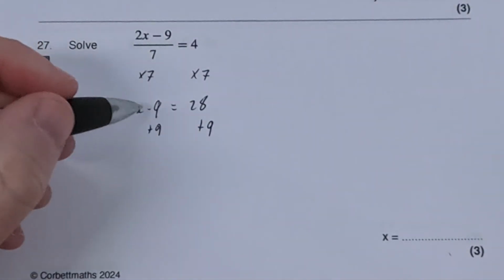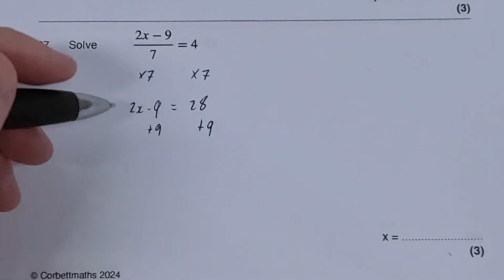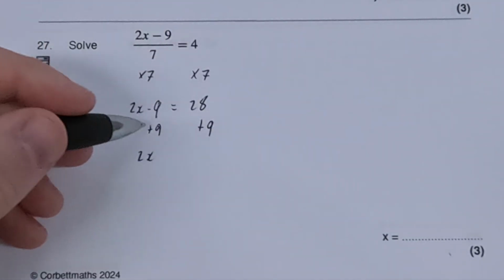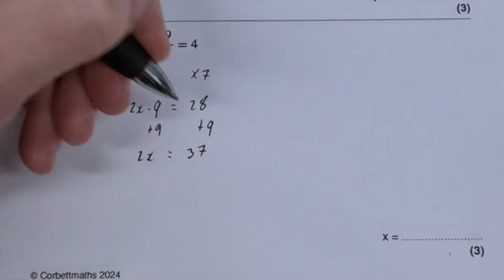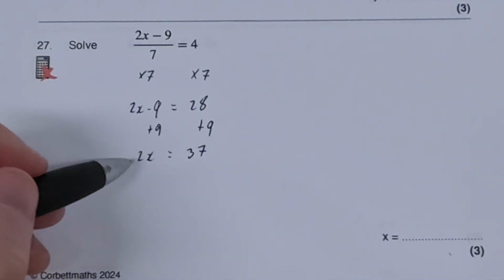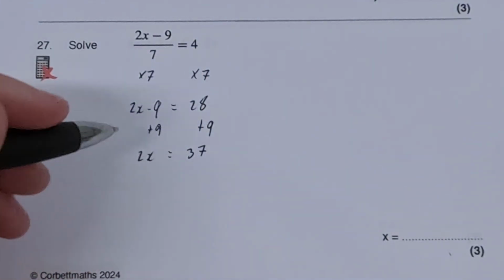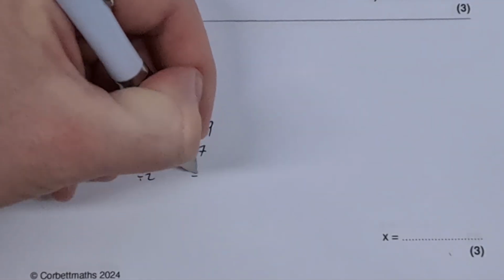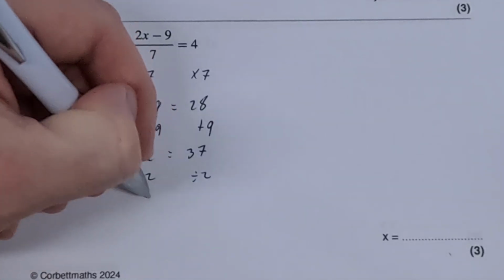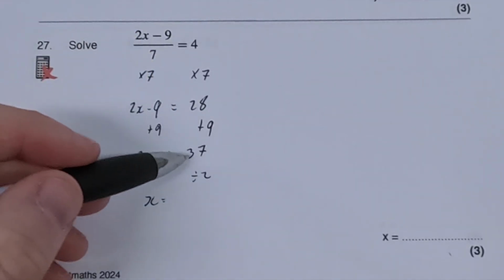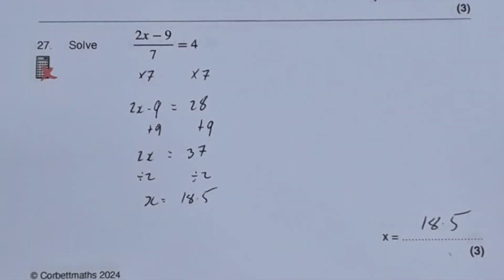On the left hand side, we had 2x minus 9 plus 9, so we'd just be left with 2x because we're adding the 9 to get rid of the minus 9. And that's going to be equal to 28 plus 9, which is 37. Now we're nearly there. We've got 2 times x equals 37. We don't want to multiply by 2, so let's divide by 2 and divide by 2. On the left hand side, we're dividing by 2 to get rid of the times by 2, so we're just going to be left with x. And on the right hand side, we've got 37 divided by 2, that's equal to 18.5. And that's it, x equals 18.5.